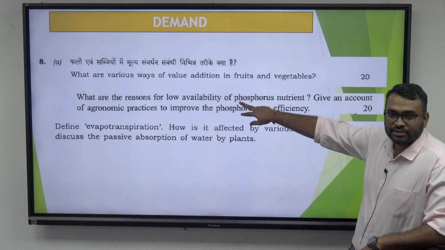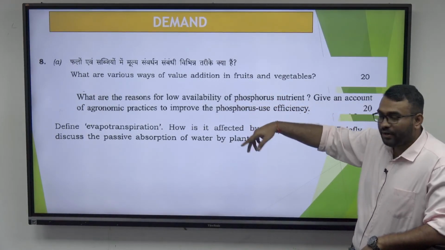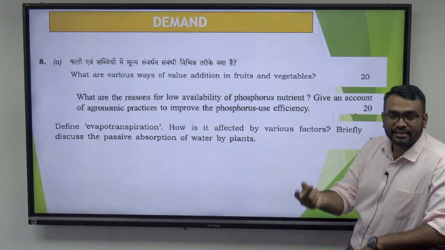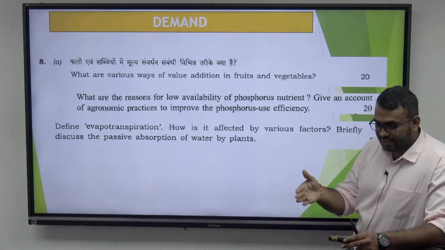See, basically two demands are there, correct? Here just one demand was there, the procedures. But here you have to give the reasons why it is low productive. Second thing is how we can increase it. So now, if this is the case, two demands are there, you can divide the pages.